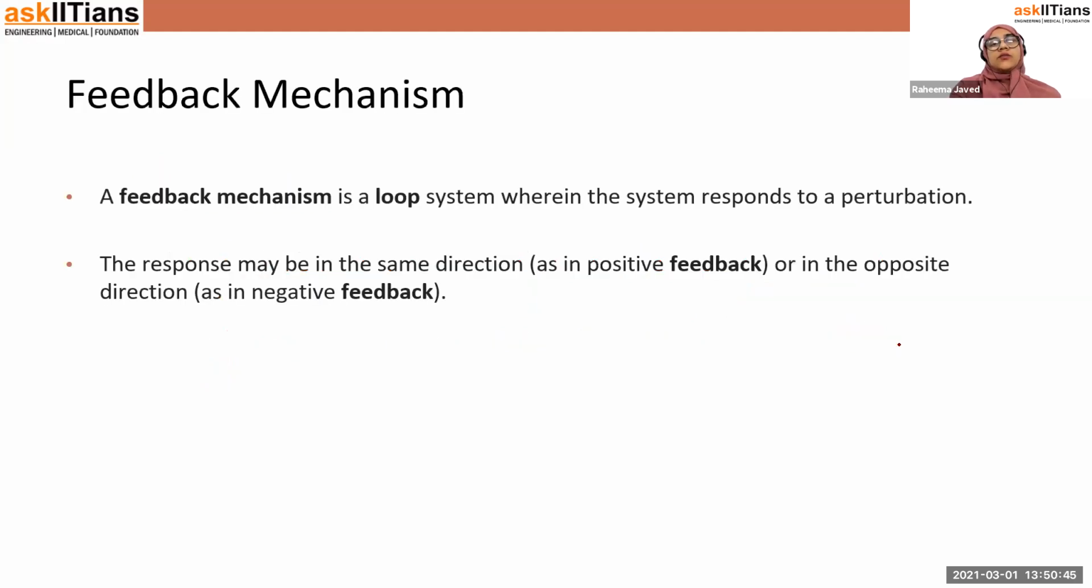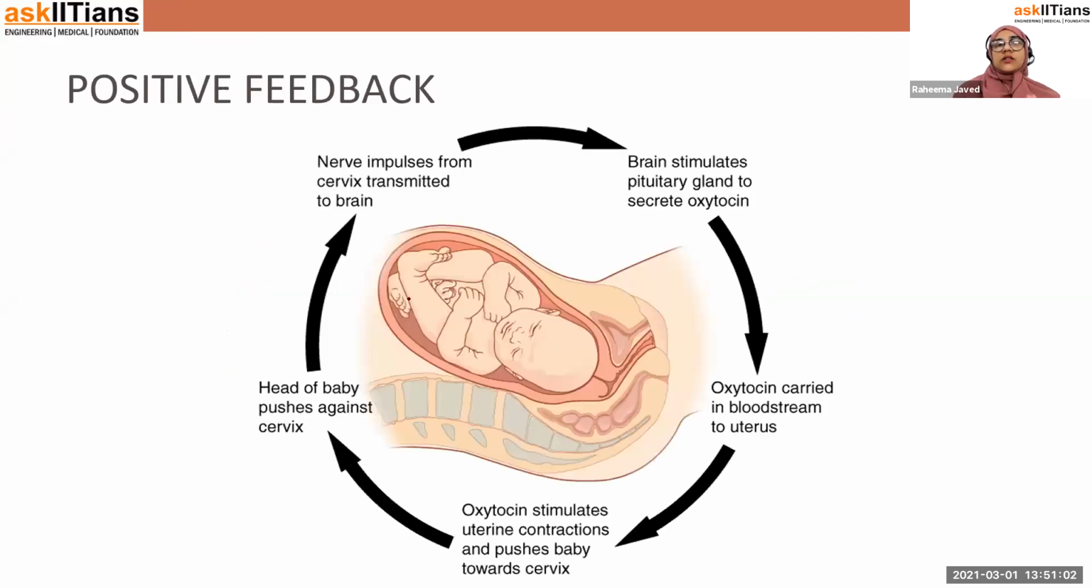So with this, let's move on to the feedback mechanism, which is a loop system wherein the system responds to a perturbation. Okay, there are two types of feedback mechanism: positive feedback and negative feedback, which can be explained through these pictures. In the positive feedback, the response that is given by the body causes more and more release of the hormone.